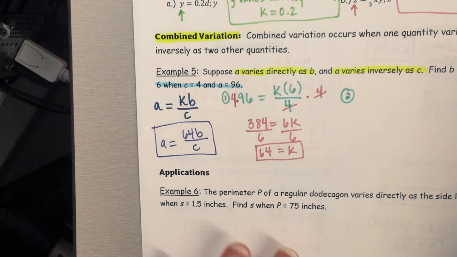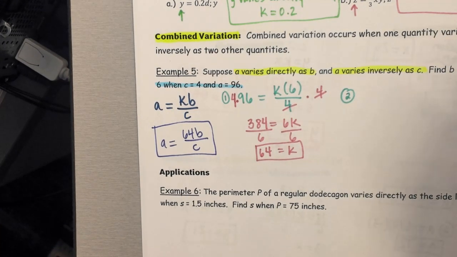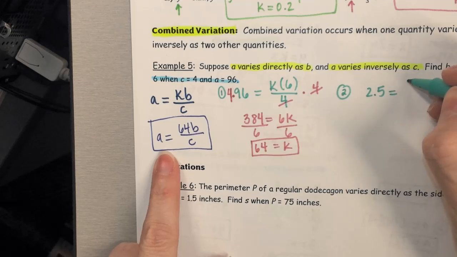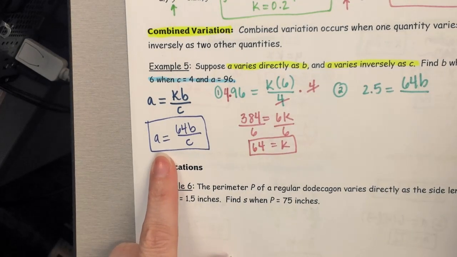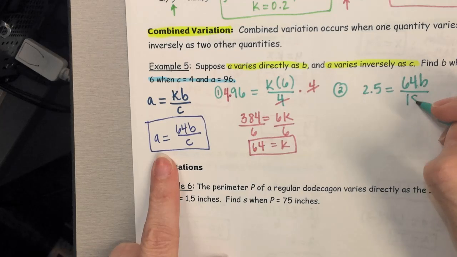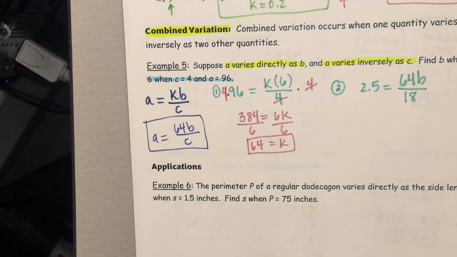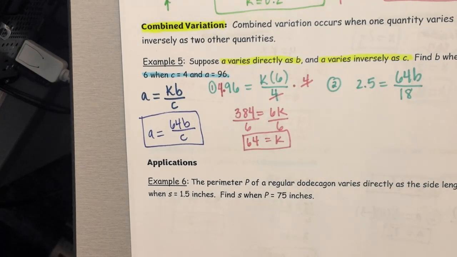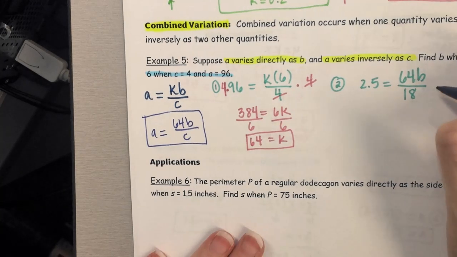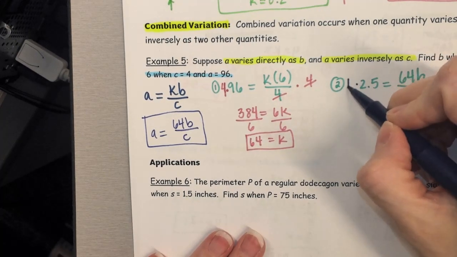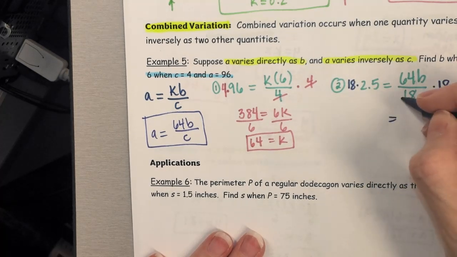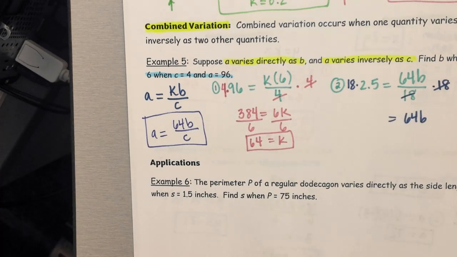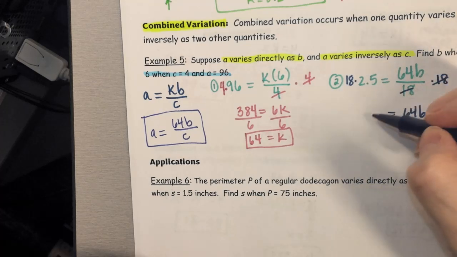Okay, now in step 2, they say find B when A is 2.5. So you're plugging in the 2.5 for A. You won't have anything plugged in for B, and then C is 18. So the ones that we've been doing up to this point, we were able to just evaluate. This we just have to solve. Okay, so in order to solve for B, we can multiply both sides by 18. You can also multiply by the reciprocal if you want to do this in one step. Okay, and then 18 times 2.5 is 45.